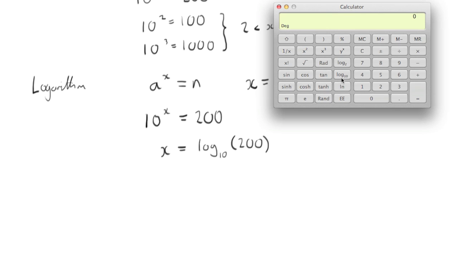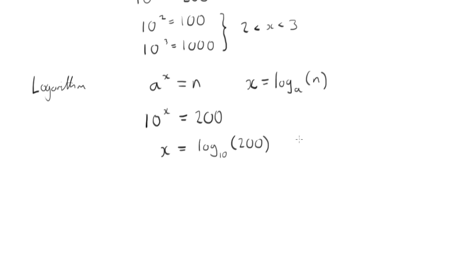As you can see here, I have a log button. On a normal calculator, you probably won't see this base 10 bit here, but on a normal calculator, the log button is log to the base 10. To calculate log to the base 10 of 200 on this calculator, I type 200 and then click the log button. That gives me a result of 2.301. So using a calculator, I have the result of 2.301.